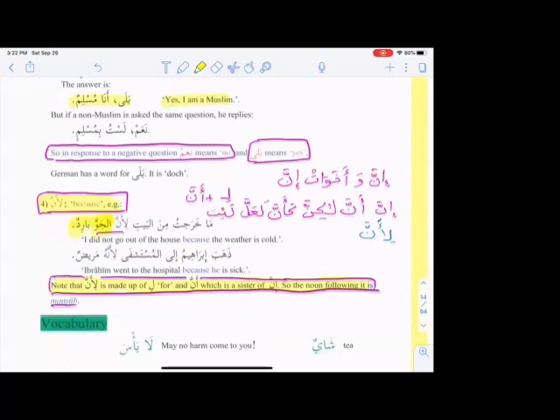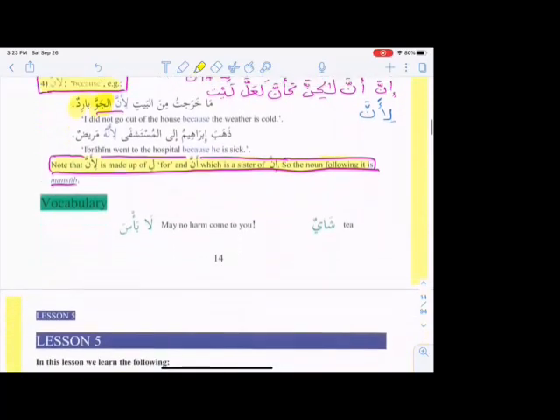Why did he go to the mustashfa? Li'annahu maridun. So who here is mansub? Because he. Yeah? This is ismu anna. Ismu anna. Maridun. Together, be sick. So keep that in mind.